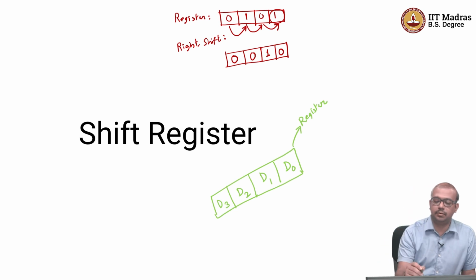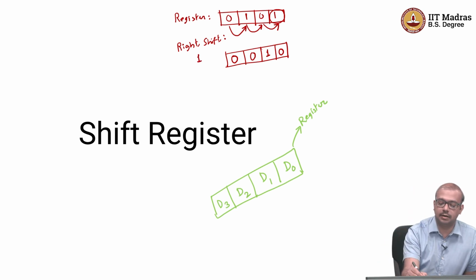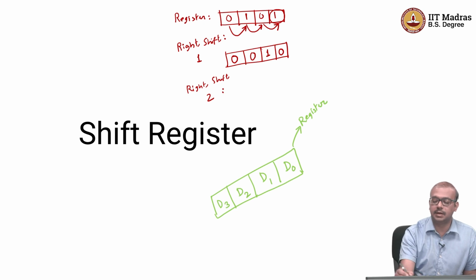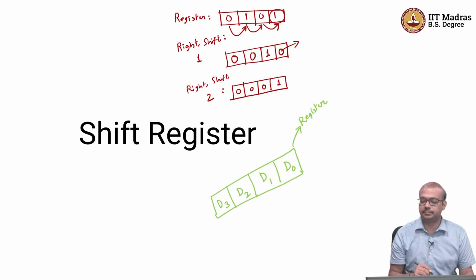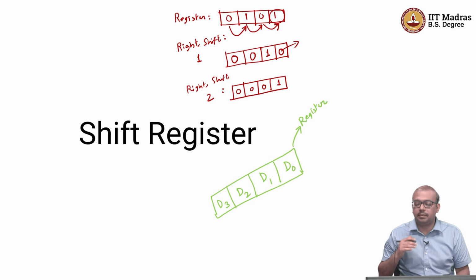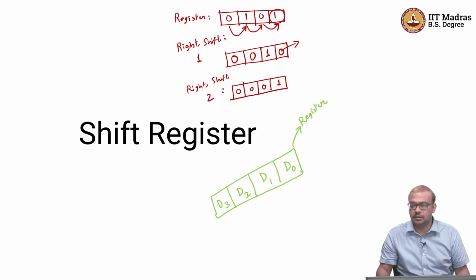Okay, so that is right shift 1. If you do one more right shift, right shift 2, which is the next clock pulse, again one more 0 will come in and this 0 will go out. So it is going to be something like this. If you do one more clock pulse, it will become 0 0 0 0. This is a right shift operation.